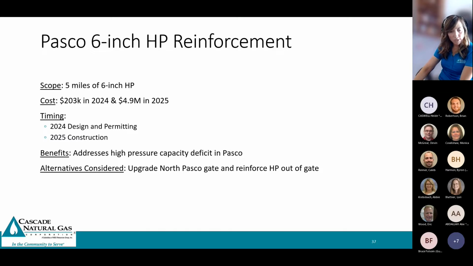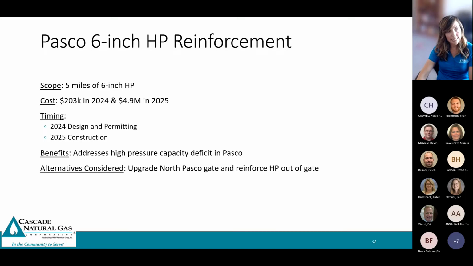And also the high pressure system's compromised. It's basically at capacity, so it can't support growth anymore. So to fix this, instead of upgrading the North Pasco Gate, we've decided to run and tie the Pasco system into our Burbank Heights Gate. Burbank Heights Gate is located in North Pasco, and it serves our Atelia lateral. Familiar with that one? And so that gate has capacity. So instead of upgrading a gate, we're choosing to loop in the Burbank Heights Gate.